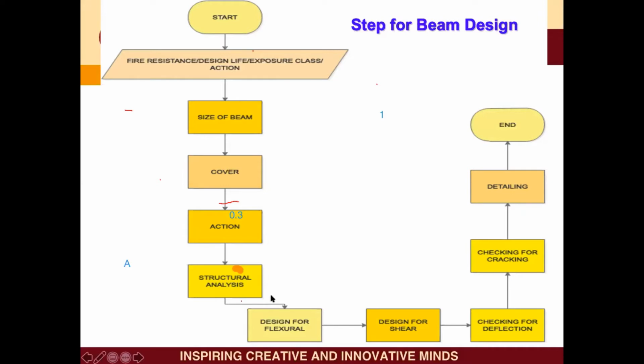And then we proceed for the design for flexure. This is from the last topic. Design for As, and then design for shear, checking for the deflection, checking for cracking, detailing, and stop. That is the flow chart for the design of the beam.